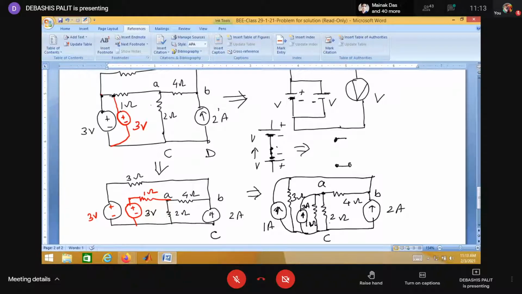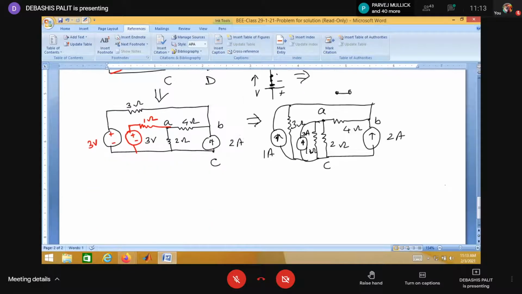There are 3 nodes, so 2 nodal equations should be there. This kind of circuit can be solved using source transformation, where the voltage source has no series resistance at all, or the current source has no parallel resistance at all. You got my point? Do you have any query? No, sir.